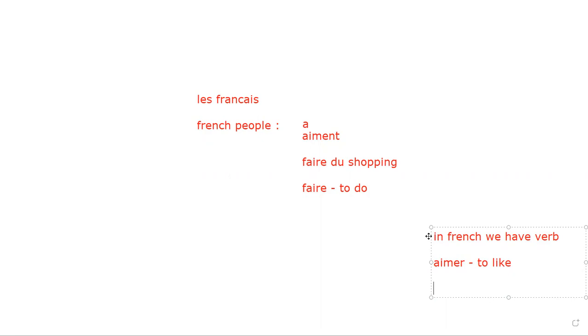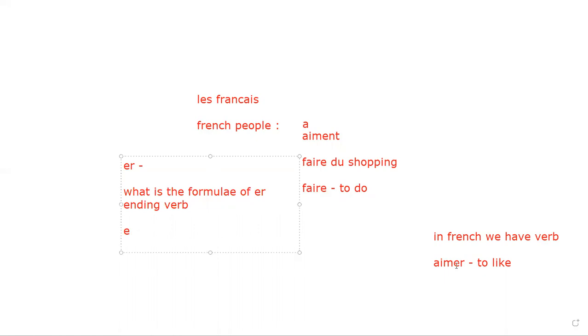Now, one thing you have to understand. In French language, team, listen to me very carefully. If your verb is ending in ER, like aimer, what is the formula of an ER ending verb? E, ES, E, ONS, EZ, ENT. Is it clear to you?